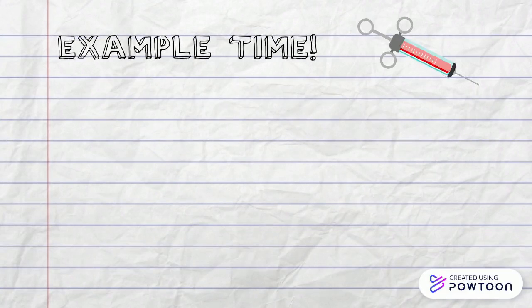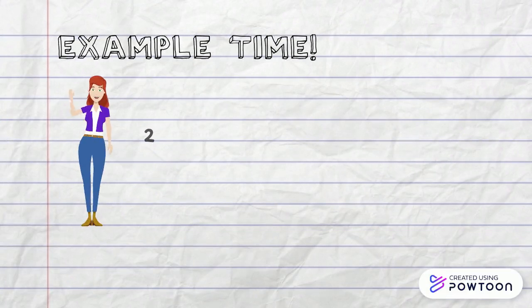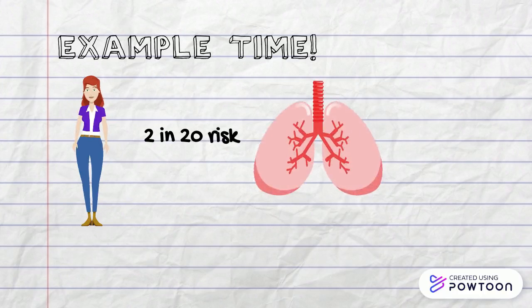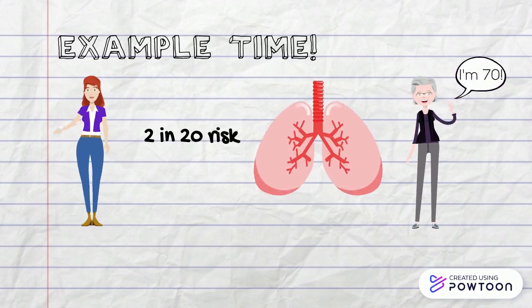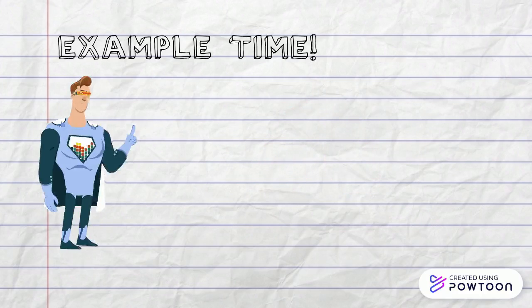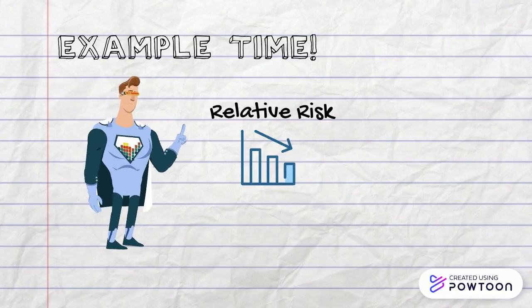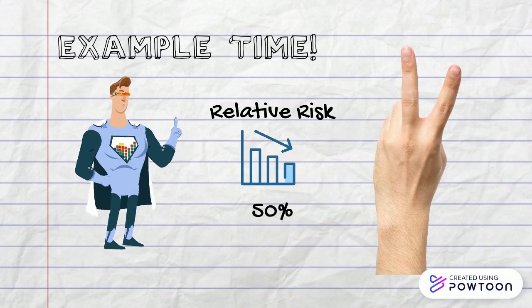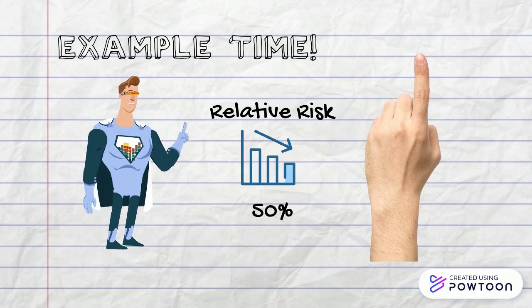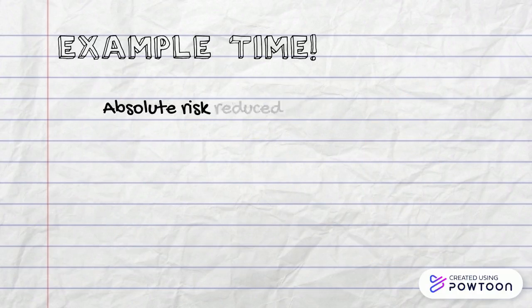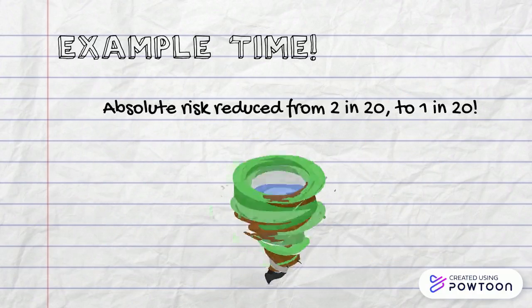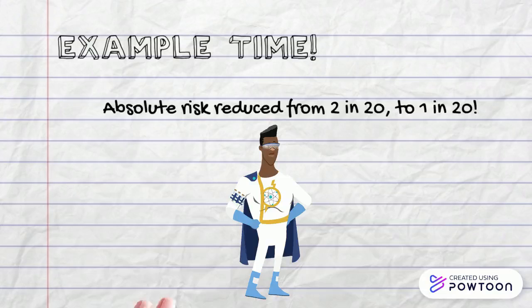Now, let's look at an example relating to treatment. Say women have a 2 in 20 risk of developing a certain disease by the time they are 70. Then, a new treatment comes along and reduces relative risk by 50%. 50% of 2 is 1. Therefore, our absolute risk is reduced from 2 in 20 to 1 in 20.